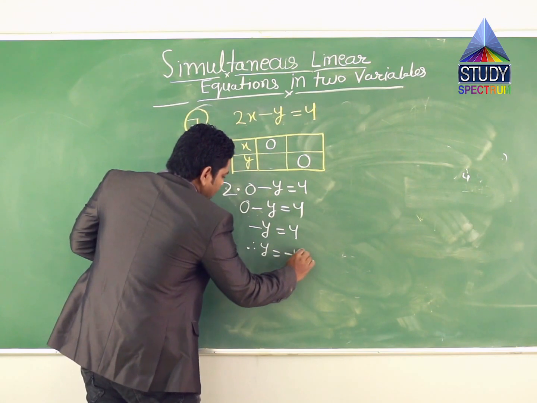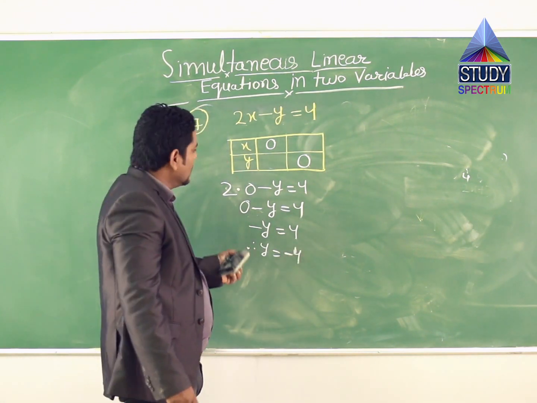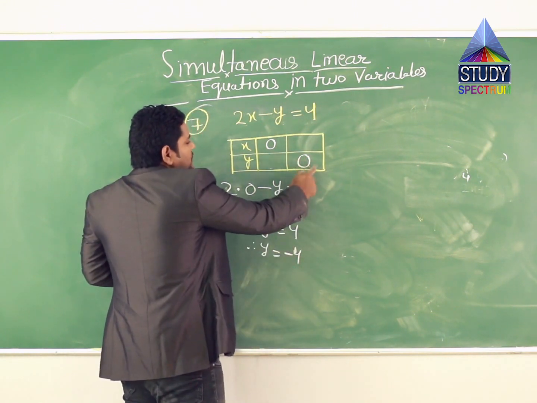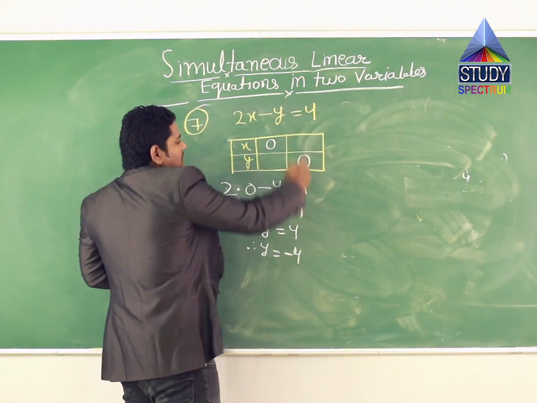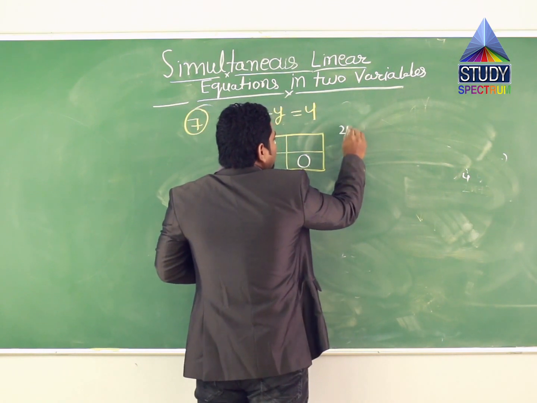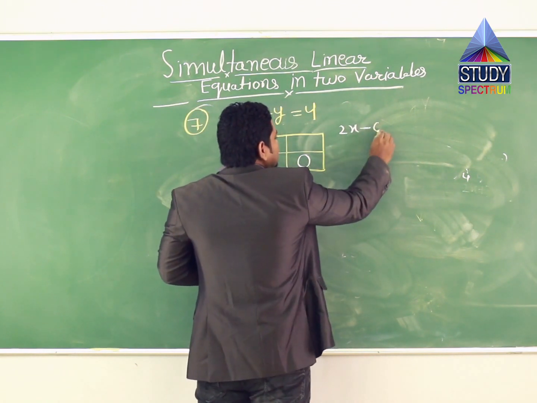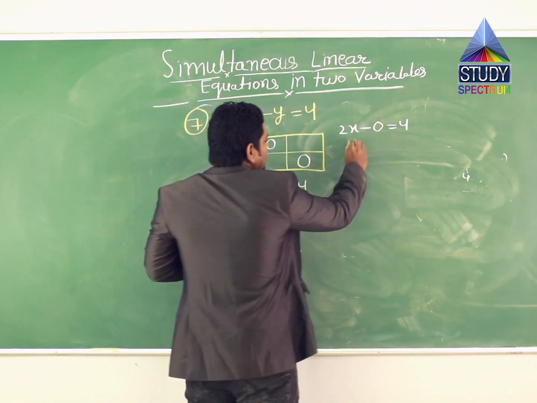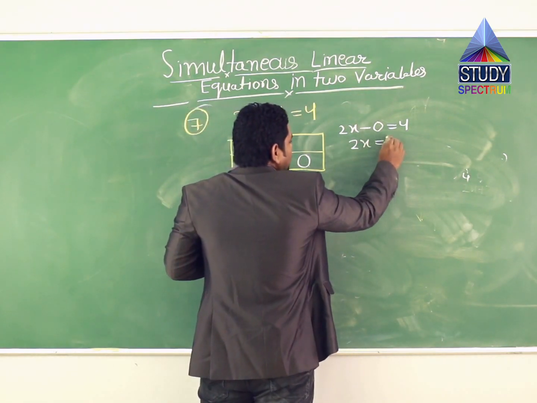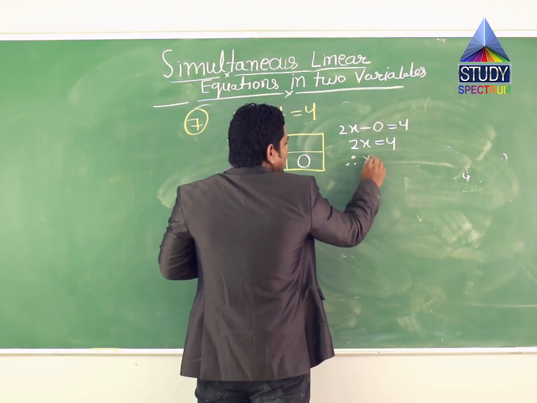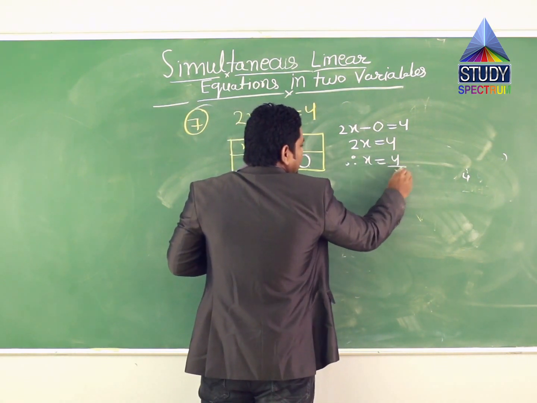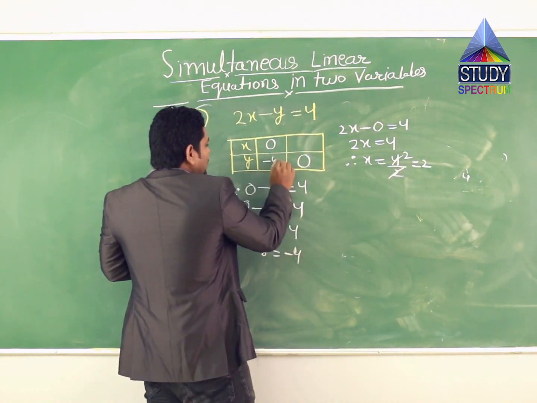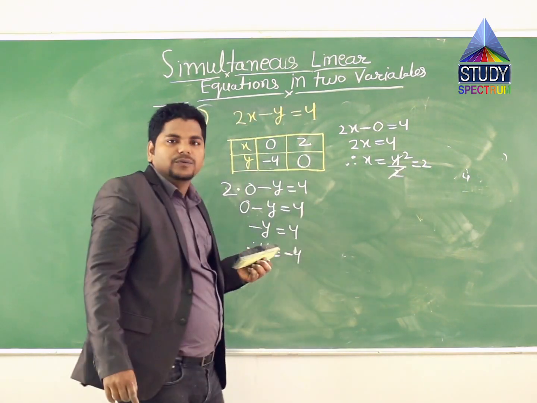So y equal to minus 4. Now we'll get the second point by substituting y equal to 0 in this equation. So 2x minus 0 equal to 4. So 2x minus 0 is 2x equal to 4. Therefore x equal to 4 by 2, that is 2. So this is minus 4 and this is 2.